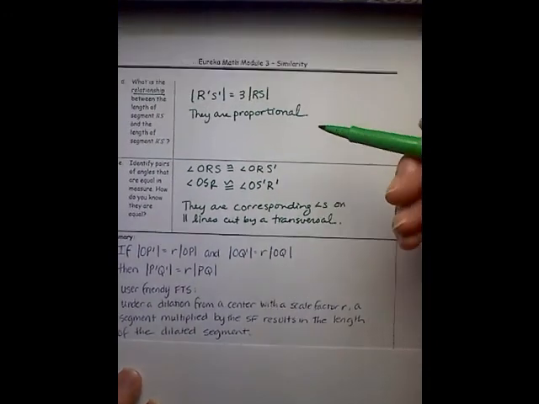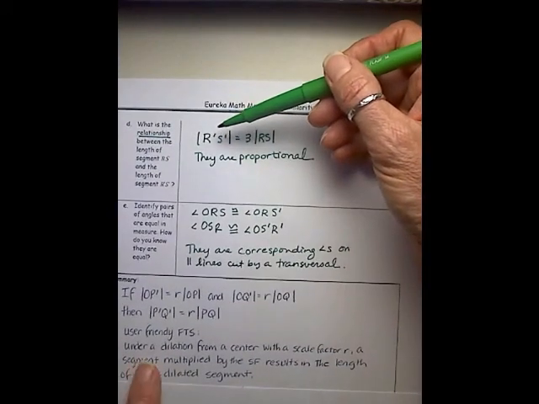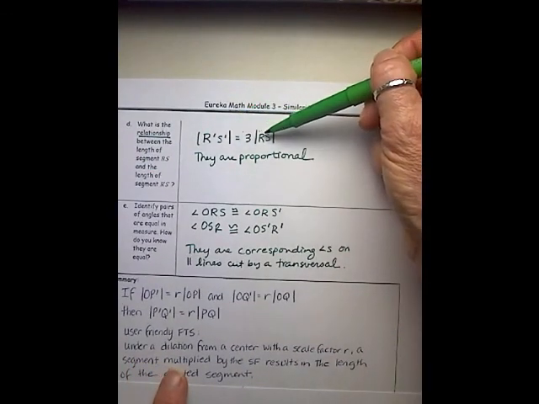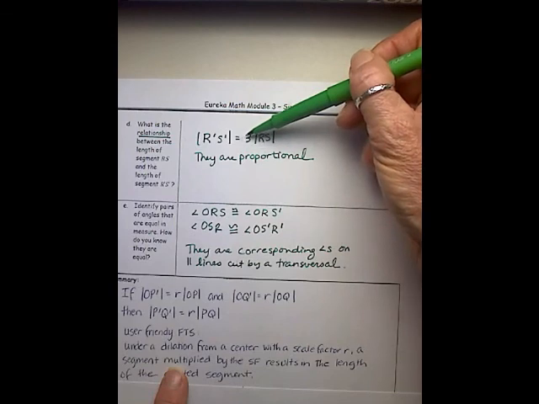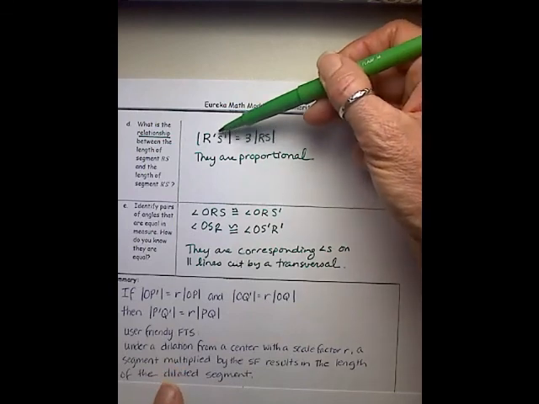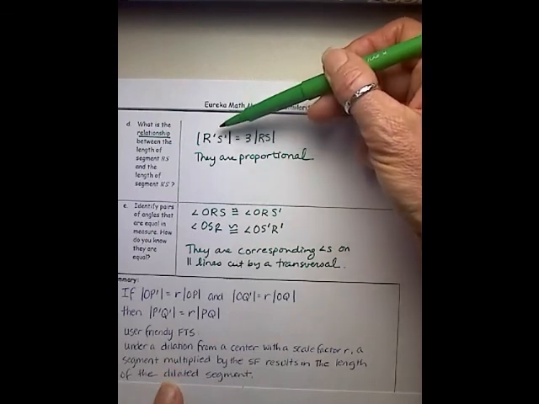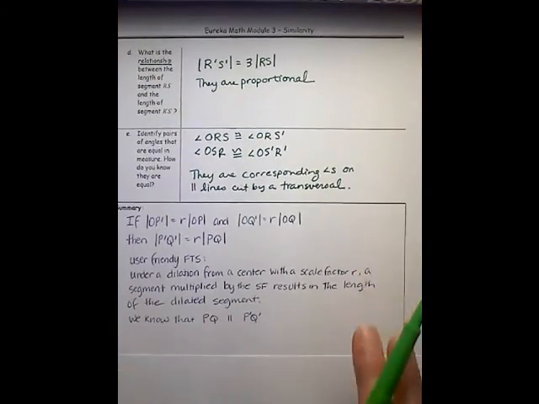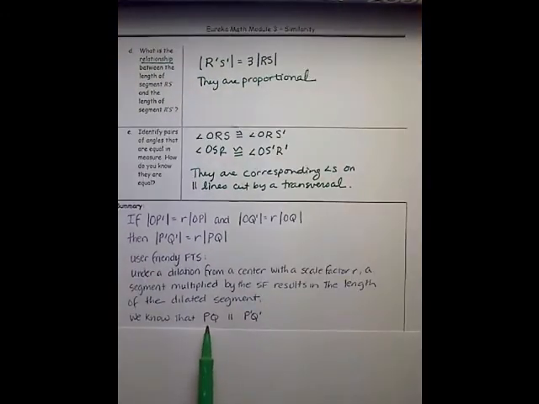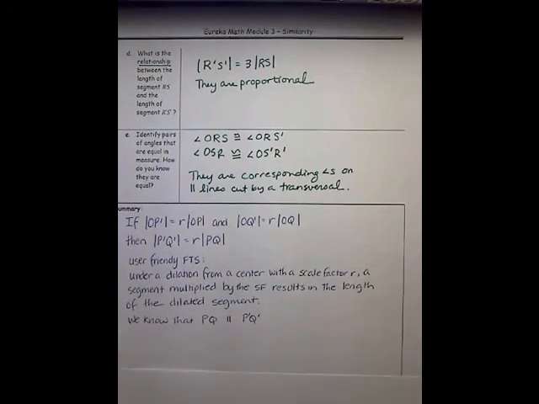And that's what we did right up here. This is a segment multiplied by the scale factor results in the length of the dilated segment. We also know that the segment connecting the original points is parallel to the segment connecting the dilated points. And that concludes our lesson.